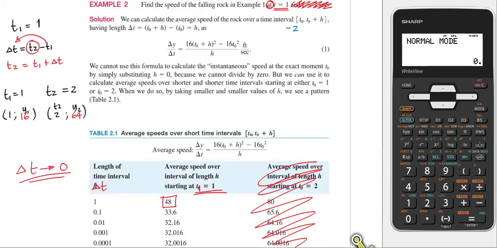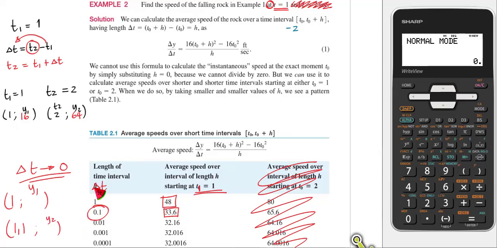So the next value they used was 0.1. That means T1 will be 1 and T2 is going to be 1 plus 0.1, so it's going to be 1.1. Then you get the Y2 there and the Y1. Again, you won't get the denominator to be 0. You work out the gradient, that average gradient, and you get 33.3. Is it making sense what I'm saying?